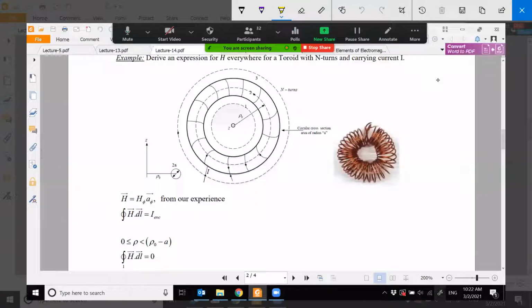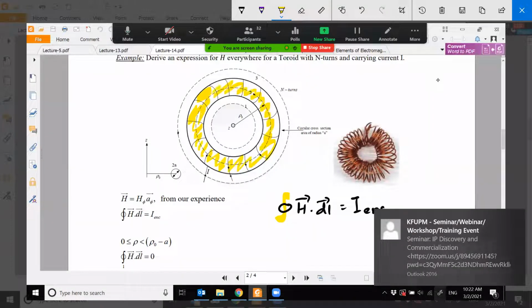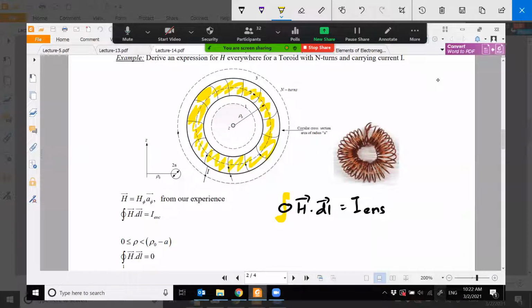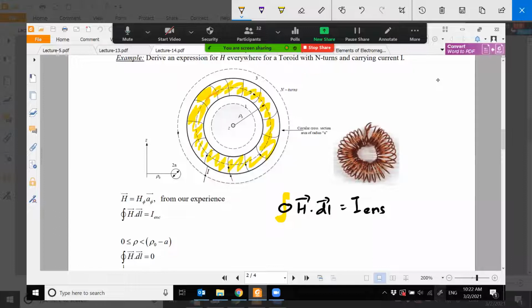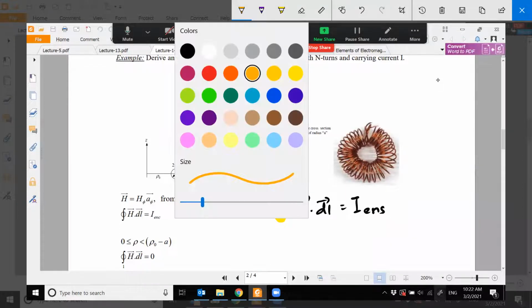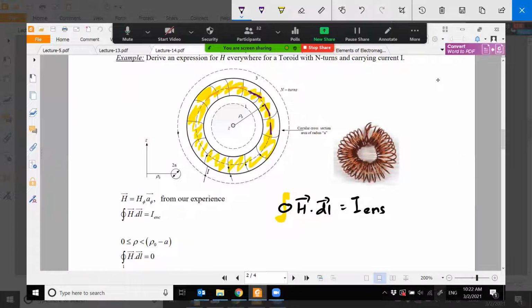So the closed line integral of H bar dot dl bar is equal to the I enclosed. Now we are in this region, right? Now, can you think and tell me what is the current in this region? Where is my Amperian loop? I am putting my Amperian loop here. Can you see this? This is my Amperian loop, because now I need to find the magnetic field in the core region. So therefore, I'm putting the Amperian loop in the core region.